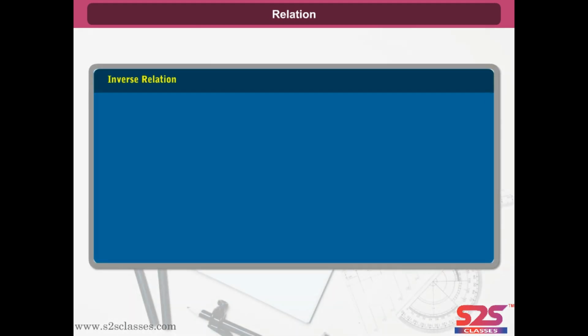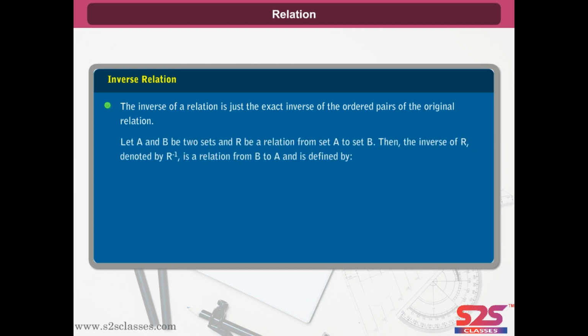Now let's define inverse of a relation. The inverse of a relation is just the exact inverse of the ordered pairs of the original relation. Let A and B be two sets and R be a relation from set A to set B. Then the inverse of R, denoted by R raised to the power minus 1, is a relation from B to A and is defined as shown. So the domain of R inverse would now be given by the range of R and the range of R inverse by domain of R.